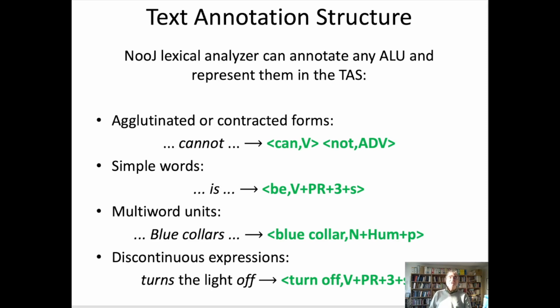So what is the text annotation structure? It's just a structure in which there are annotations, and NooJ can annotate any atomic linguistic unit and represent them in the text as annotations.